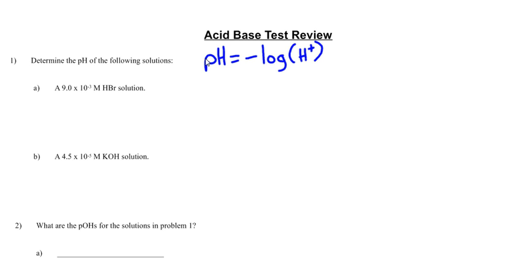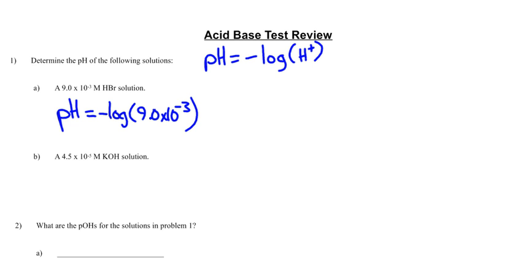So if I'm looking at hydrobromic acid, it's a strong acid. That hydrogen is going to completely ionize. There's only one hydrogen in this formula, so that means it's a monoprotic acid. So I get to go ahead and plug directly into my equation, and I get pH is equal to the negative log of 9.0 times 10 to the negative 3.